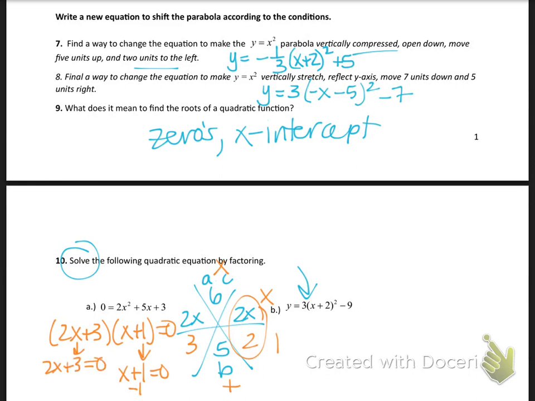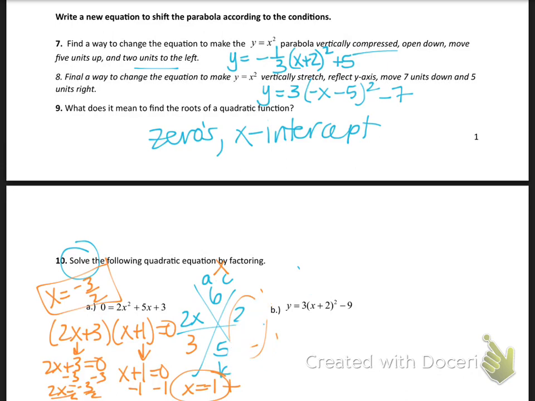And if I solve them, this one I subtract 1, so -1. This one I subtract 3 and divide by 2. So, ran out of space. X is equal to -3/2, which should be where it crosses on the x-axis.